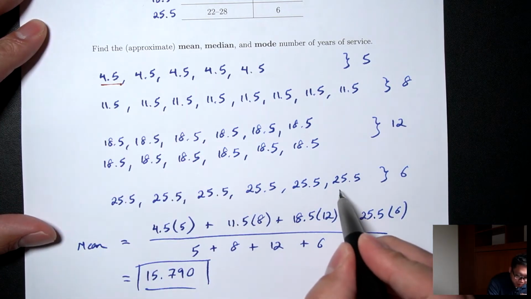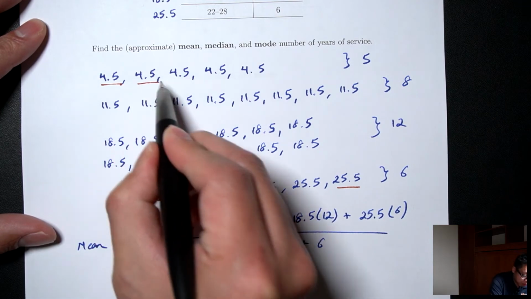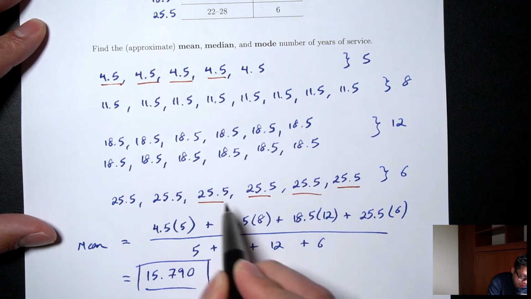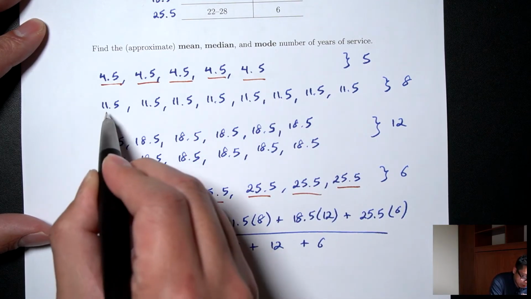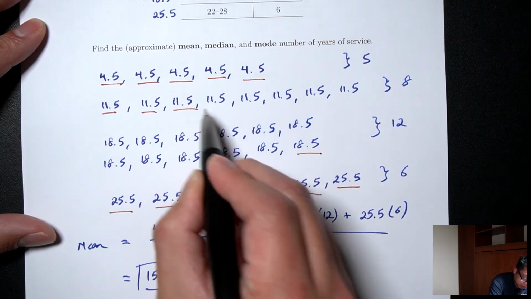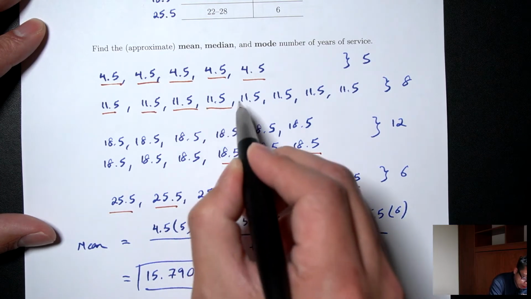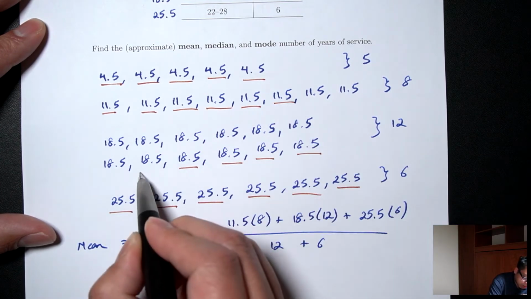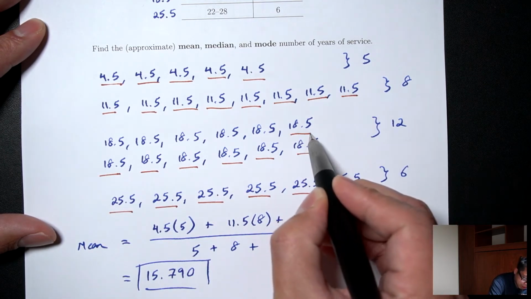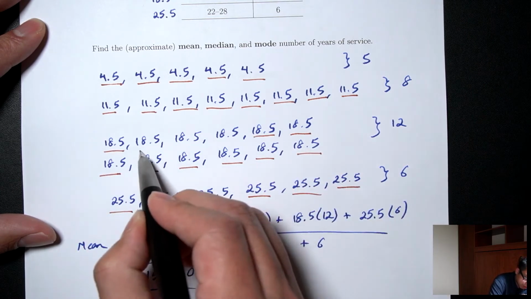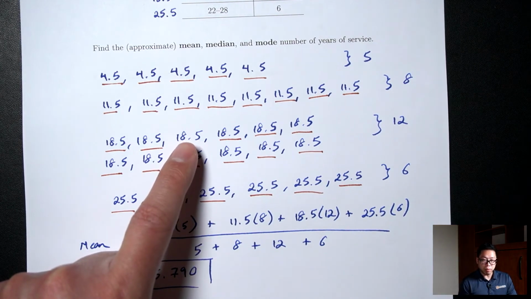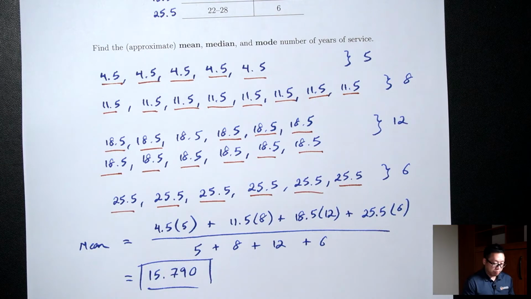1 from the front, 1 from the back, 1 from the front, 1 from the back, and so on, front, back, front, back, until we reach the middle. Okay, there is a single number right smack in the middle. That's our median.